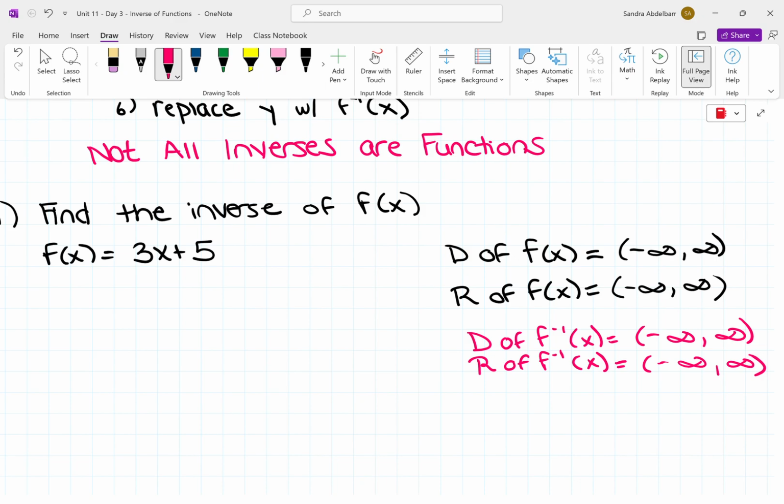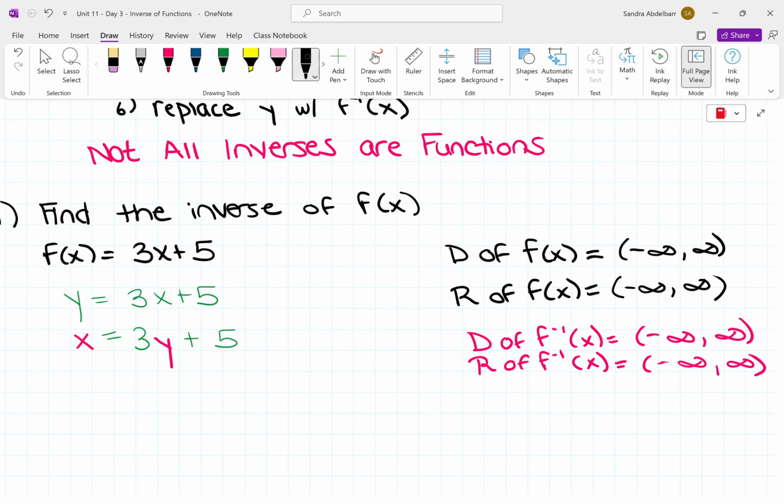Now we're actually going to find the inverse. So I'm going to go back to my equation. Instead of f of x, I'm going to write y equals 3x plus 5. The next step is switch x and y. So I'm going to have x is equal to 3y plus 5.